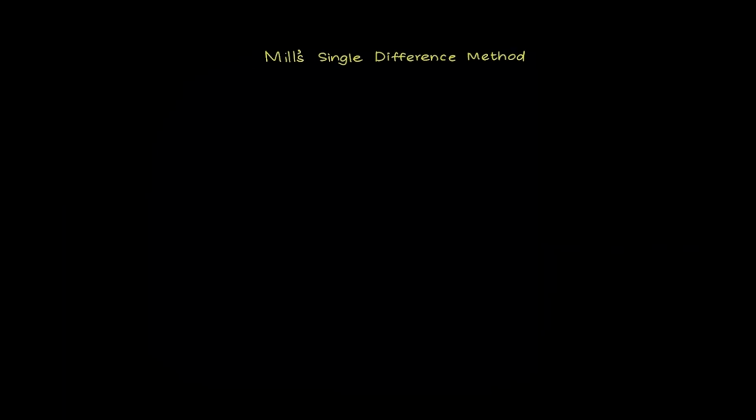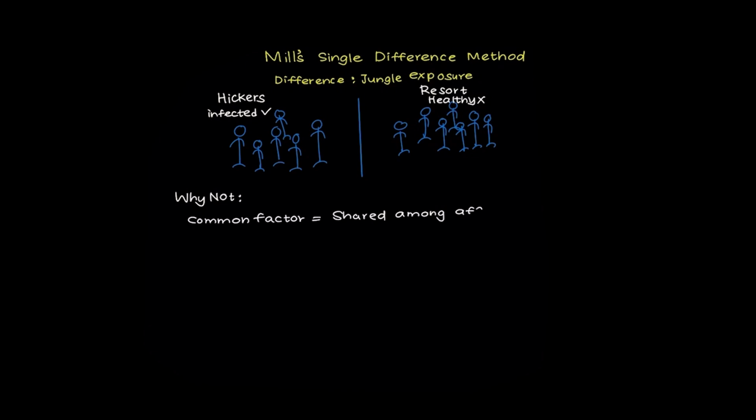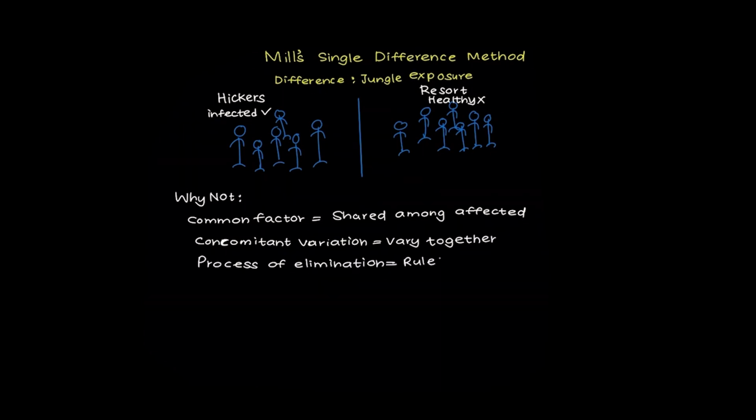Two tourist groups visited an island. Only those who hiked through a specific jungle area got infected. Resort stayers remained healthy. What's present in one group but absent in another similar group? That's Mill's single difference method. You're looking for the distinguishing factor between affected and unaffected groups. The common factor method looks for shared elements among affected cases, not differences between groups. Concomitant variation involves patterns of change together, not presence versus absence. Process of elimination means ruling out possibilities sequentially, not comparing two groups.